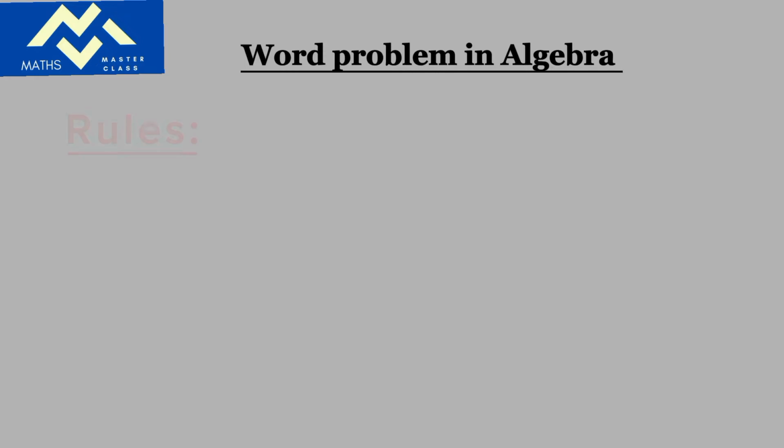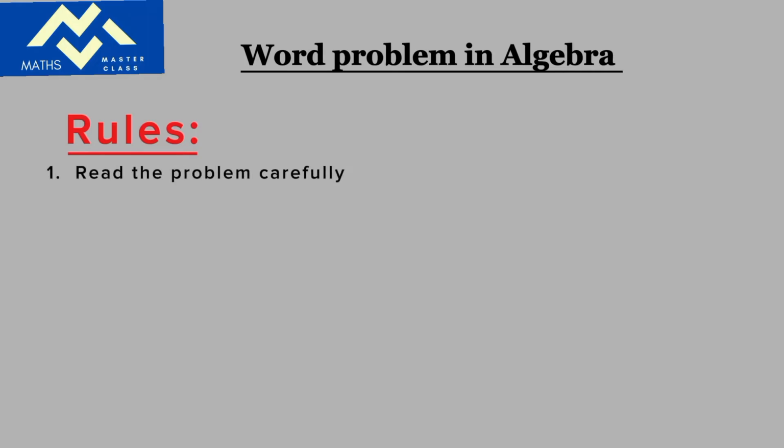Rules for solving word problems in algebra. Here's a helpful guide. You can use this every time. 1. Read the problem carefully, twice if needed. Make sure you understand what is given and what is being asked. 2. Identify the unknown, usually represented by X or any letter. That's what you need to find.